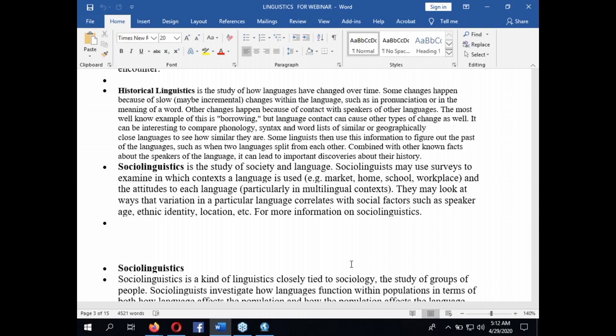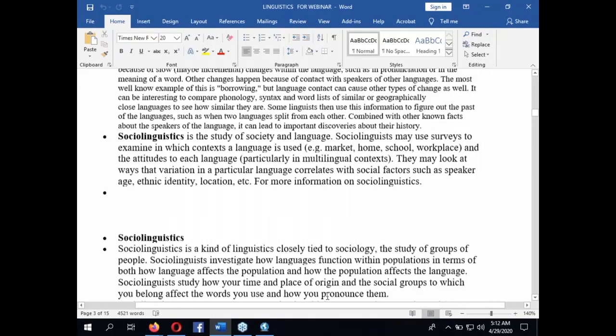So we have borrowings, we have contacts, and all of that. Social linguistics is the study of society and language. Now, sociologists may use surveys to explain in which context a language is used. They also use their knowledge of linguistics to talk about the society. They could use it to analyze why people from a particular area speak the way they do.